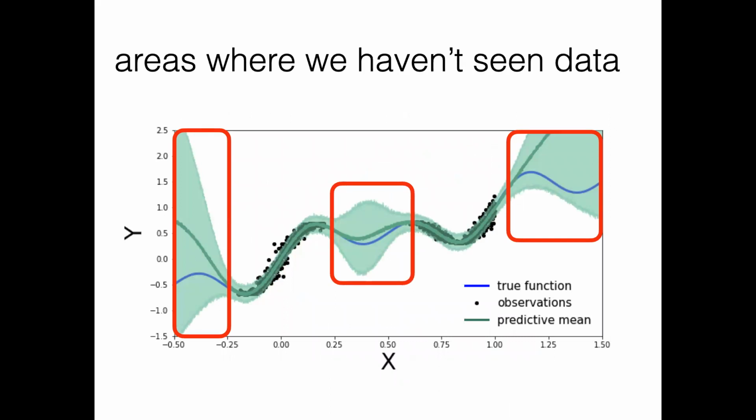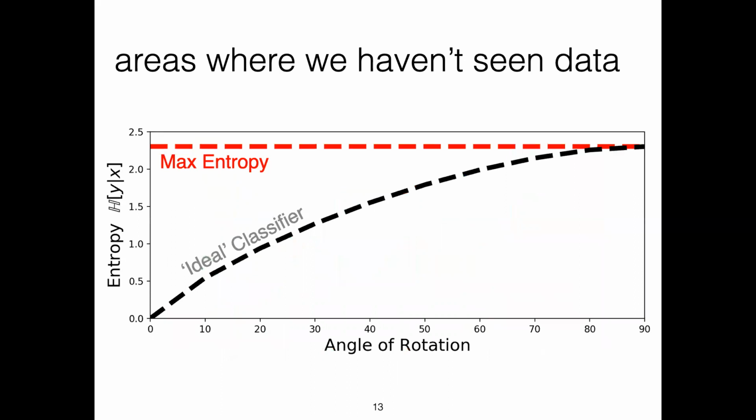Related to this is what I was stressing before: we want to evaluate this based on the areas where we haven't seen data, because those are the cases where it should be the most different from a poor uncertainty estimator. This is the plot you already saw a bit, but again, maybe you have some sort of progressively corrupted data set. This is the angle of rotation on MNIST, where you're rotating MNIST more and more. You want to plot the entropy of your predictive function. The ideal classifier should get more and more uncertain in its entropy as the data becomes more and more corrupted, right up to max entropy ideally.